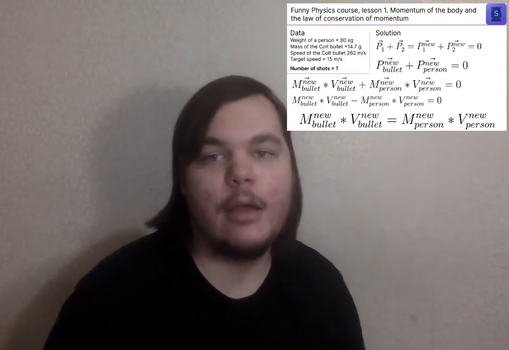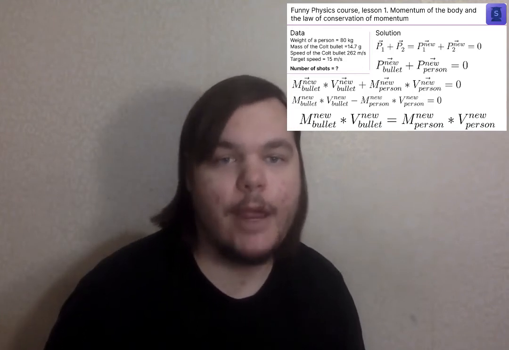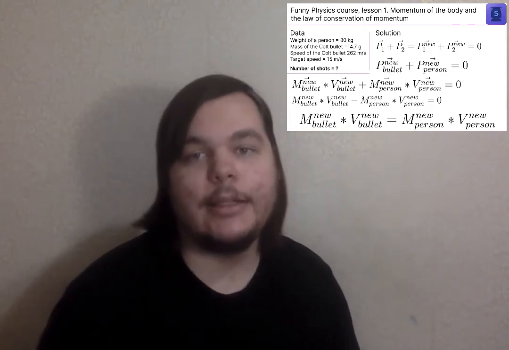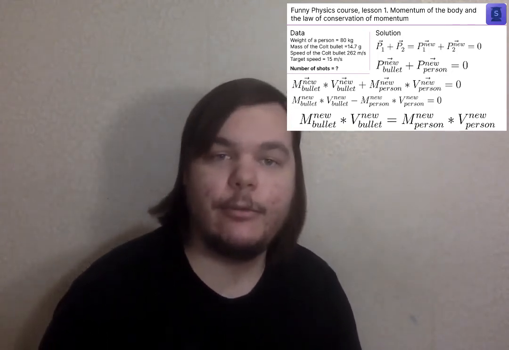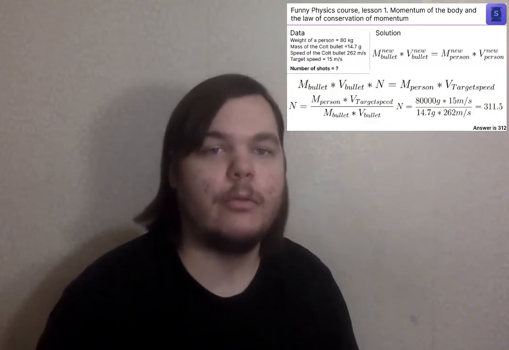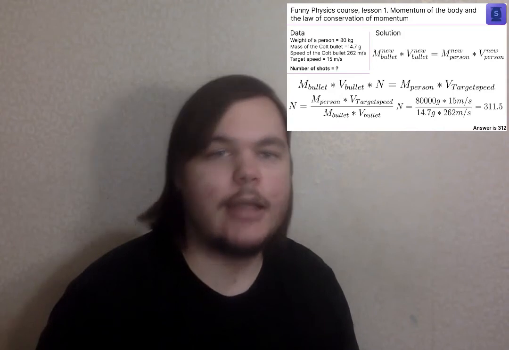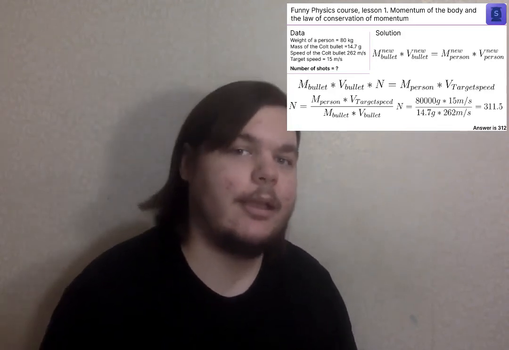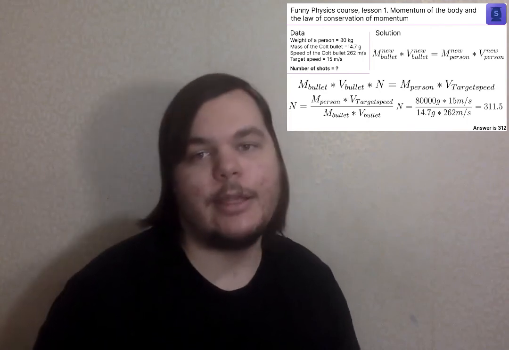And to find out how many shots need to be fired, we denote the number of shots as n. Now, we slightly transform the formula to get that to find the number of shots, we must take the body mass multiplied by the speed we want to achieve and divide all this by the mass and speed of one bullet. Substitute all values and get 311.5 shots. You can't make half a shot, so the answer is 312.